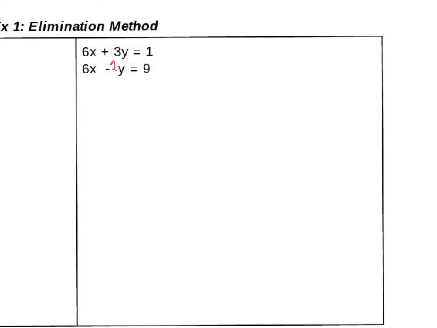So this is where we're going to have to look at one of these equations and multiply by something to force one of them to cancel. Now, when we look at the 6x and 6x, they're already the same number. So that's something we want to consider. But we need to make sure one's positive and one is negative. So if we multiply everything in this equation by a negative 1, that rewrites this to negative 6x, plus y, equals negative 9.